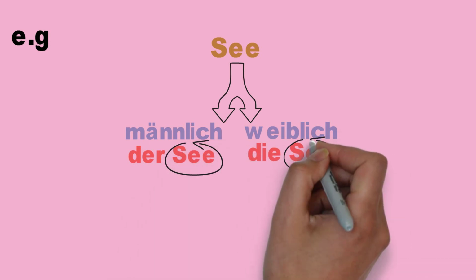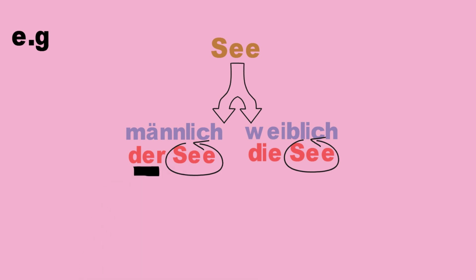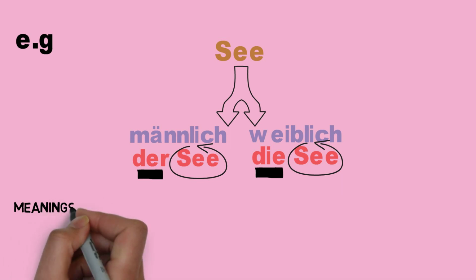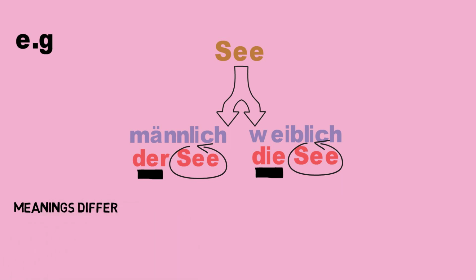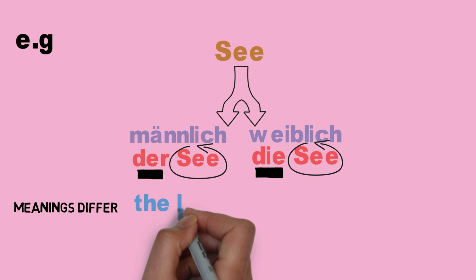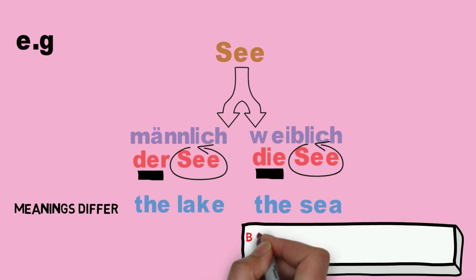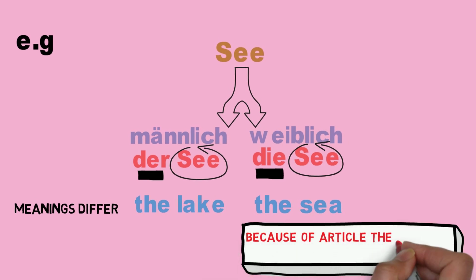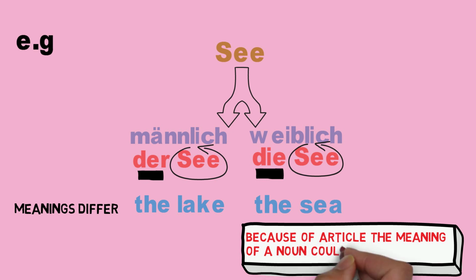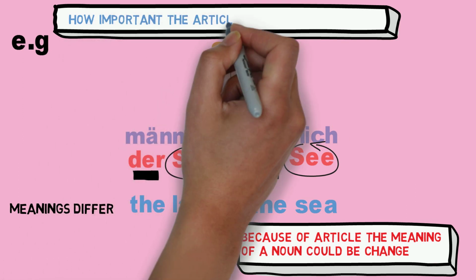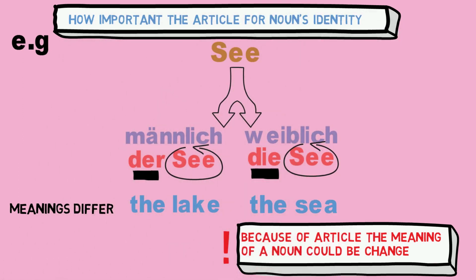So here noun is same but articles are different. So according to the articles, the meanings differ from one to another. So der See means the lake and die See means the sea. Only because of article, the meaning of a noun can be changed completely. I hope now you can understand how important the article is for the noun's identity.